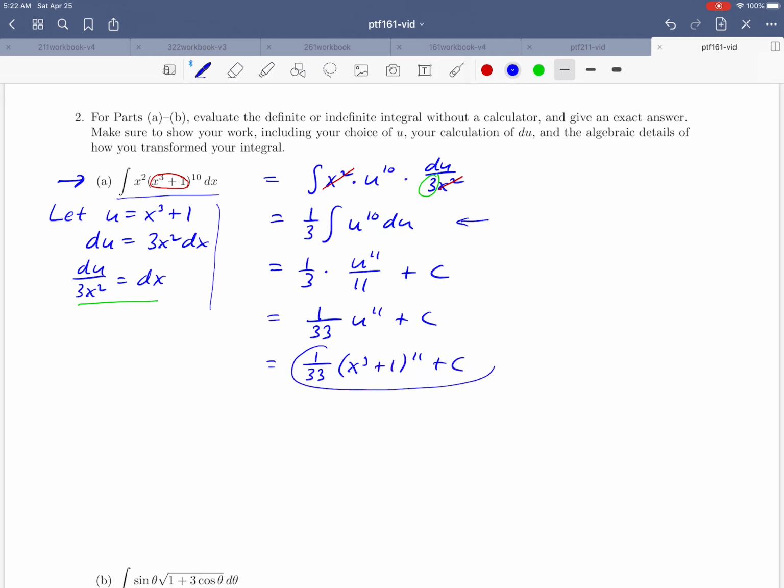Okay, and so our final answer just looks like 1 over 33, x cubed plus 1 to the 11th plus c. There's our antiderivative.